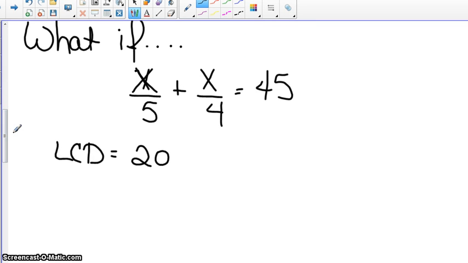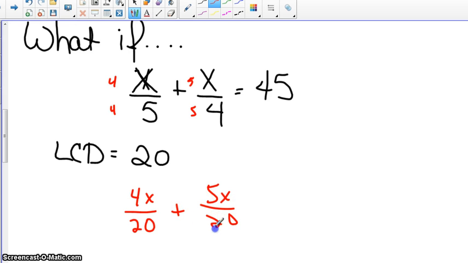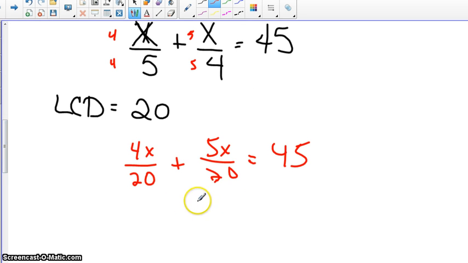So we're going to multiply this times 4 and this times 5 to get our 20. So we're going to have 4x over 20 plus 5x over 20 equals 45. When we add that together, we're going to get 9x over 20 equals 45.